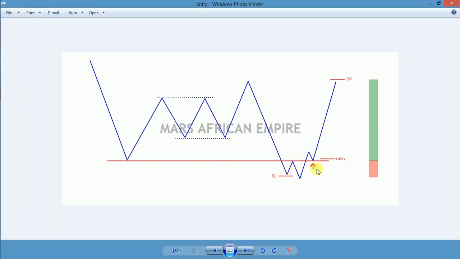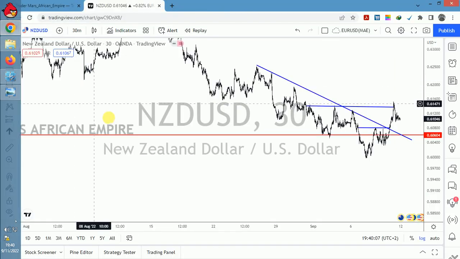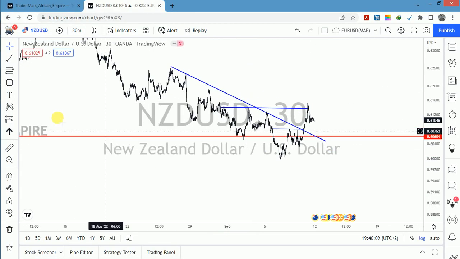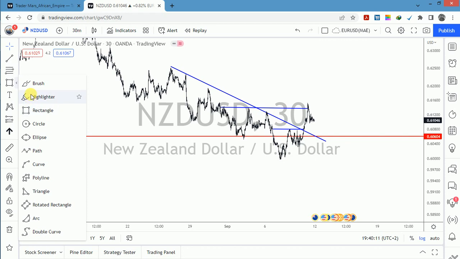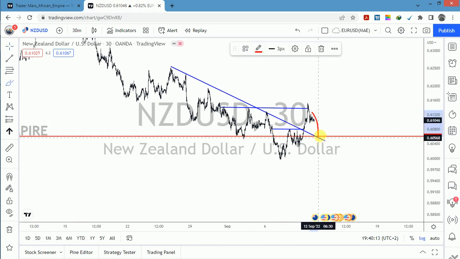So with this setup here, the aim is to see price breaking the demand zone and then coming back to retest on that demand zone before it can continue to go up. So we are hoping that the same thing would happen here. Price would come back to this zone there, retest it, and then continue to go up.